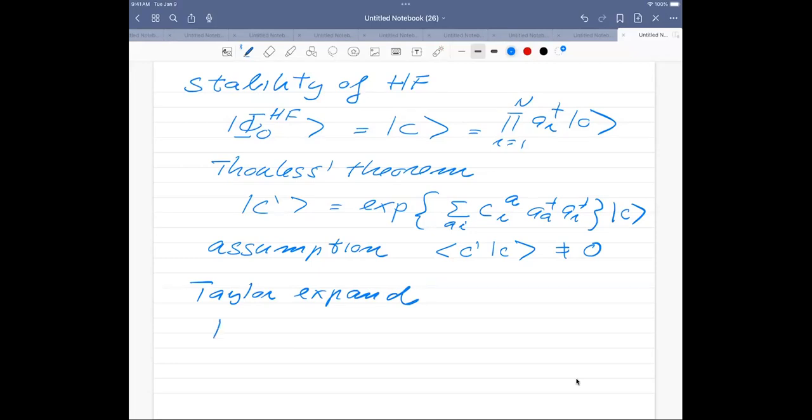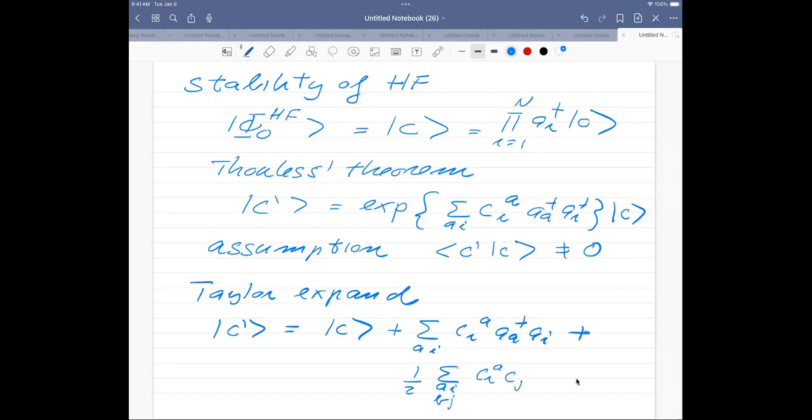we can now say that we have a prime quantity, which is equal to the first one, which we had, plus the sum over a, i of C_ai a_a dagger a_i acting on the vacuum state, plus one half, a double sum over a, i and b, j of C_ai C_jb a_a dagger a_i a_b dagger a_j, and this goes on since we are Taylor expanding, and we can put parentheses here like this, and this acts on C.